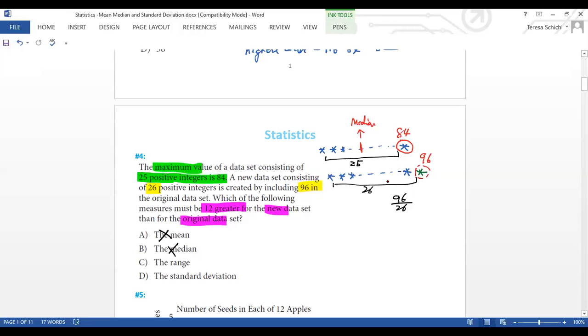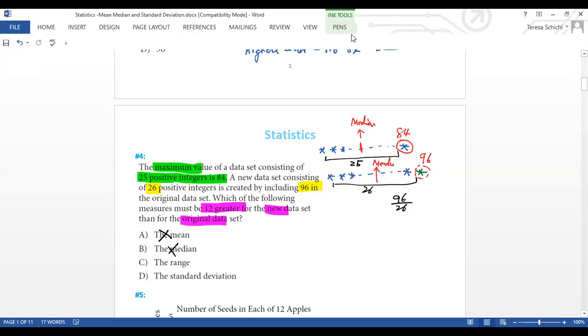Now you add a number, so the median is going to change here. I don't know what the median is, so I'm not sure it's going to be 12 more. So is it the range? Yes, it is the range.